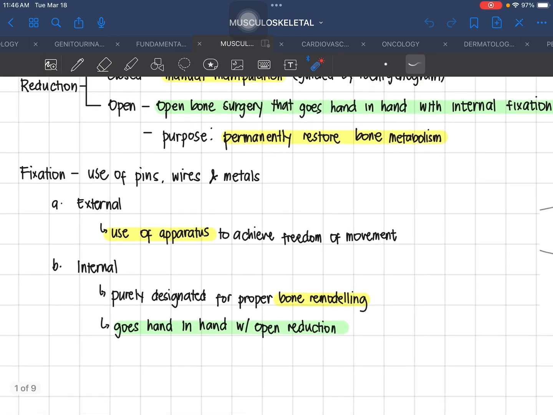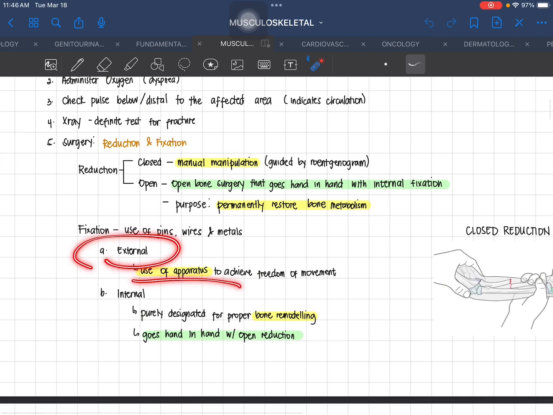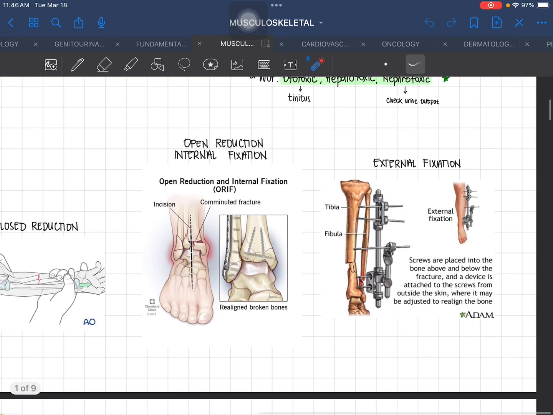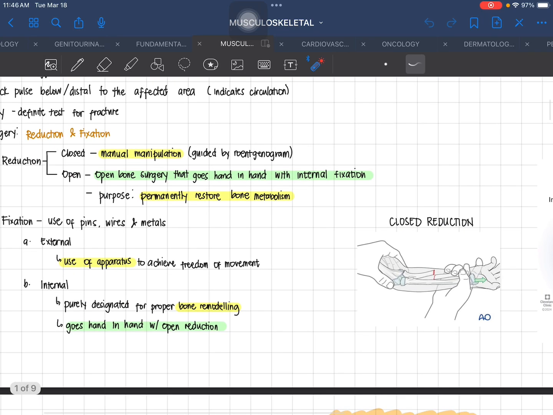So, yan. Ito na yun, sinasabi ko, use of apparatus to achieve freedom of movement. Ayan, gamit sila ng screws. And, ayan, may device na naka-attach dun sa bone para ma-adjust siya o ma-realign.